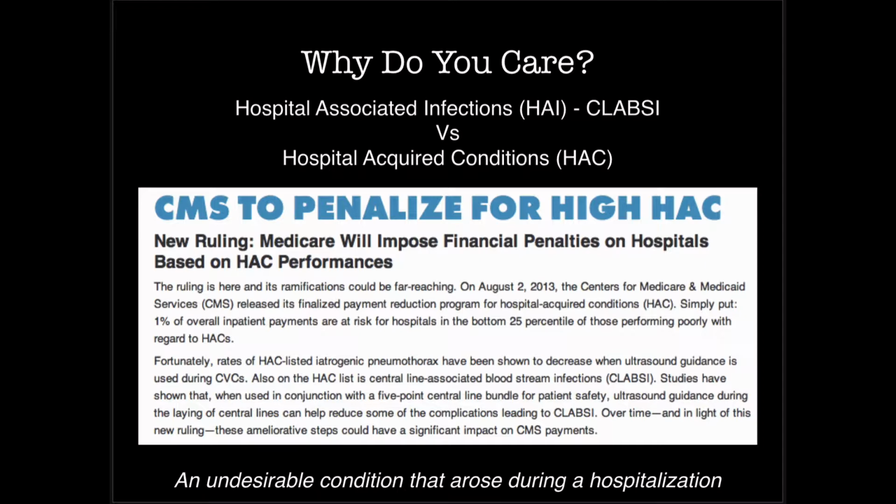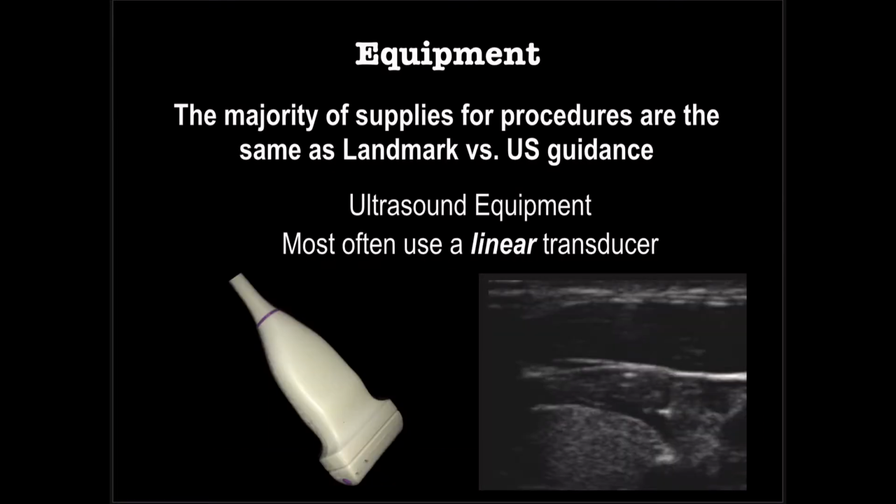But now they've expanded that to any undesirable condition that arises during a hospitalization. So if you didn't have a pneumothorax, and then you need a central line, and you got a pneumothorax from the central line, even though we know that's a complication from getting the subclavian central line, Medicare isn't going to pay for it. So it's important to know how to use ultrasound because it decreases all of those complications, not only mechanical complications like pneumothorax, but also infections.